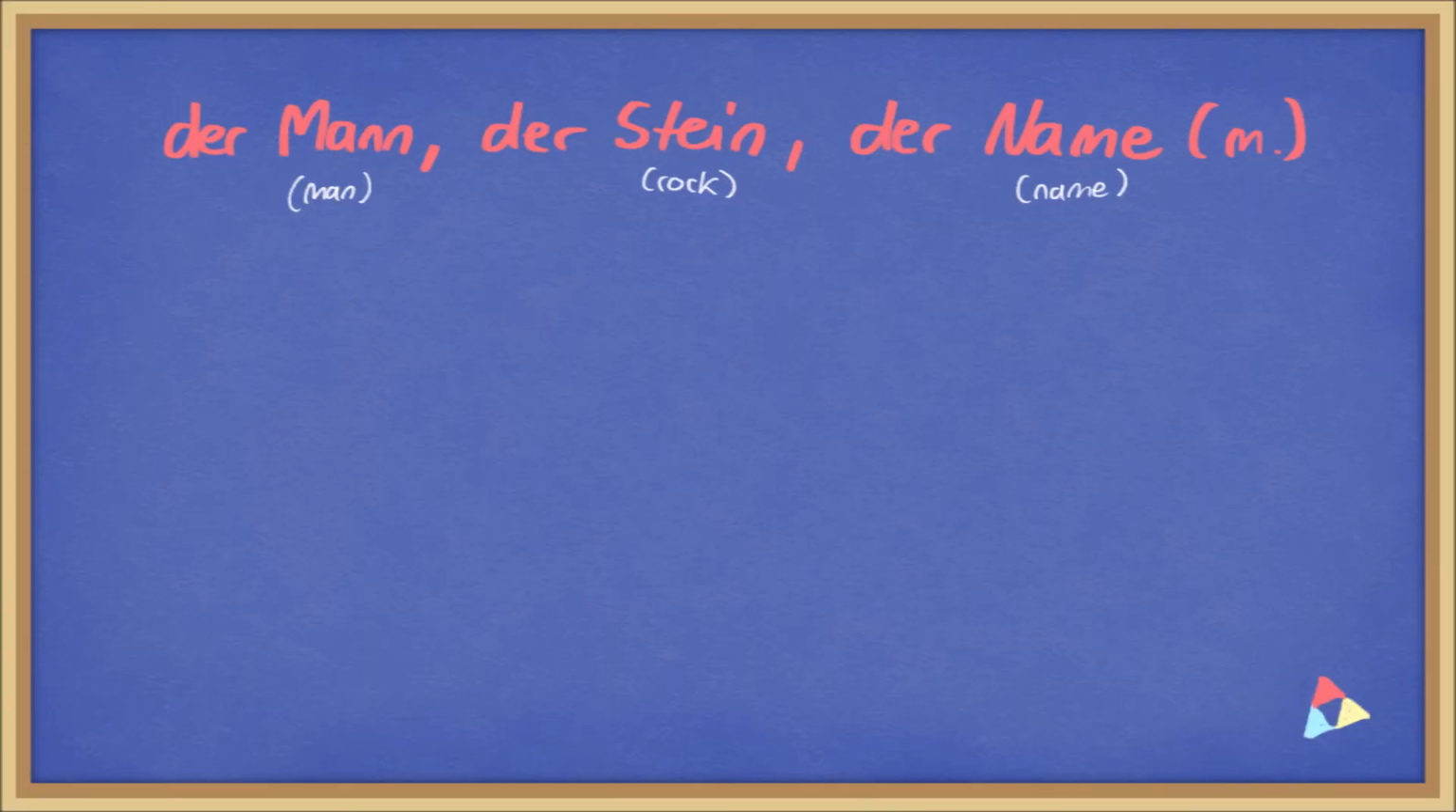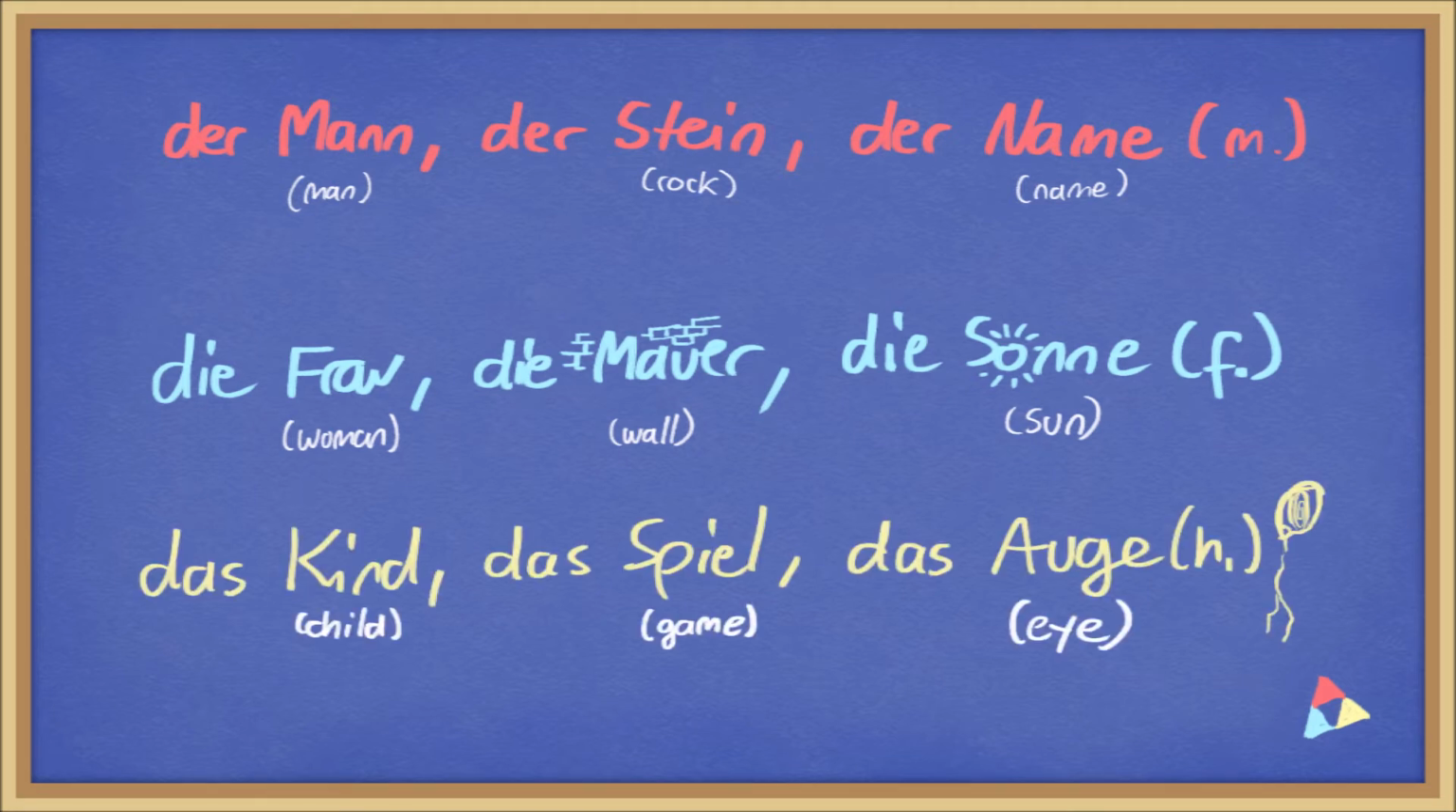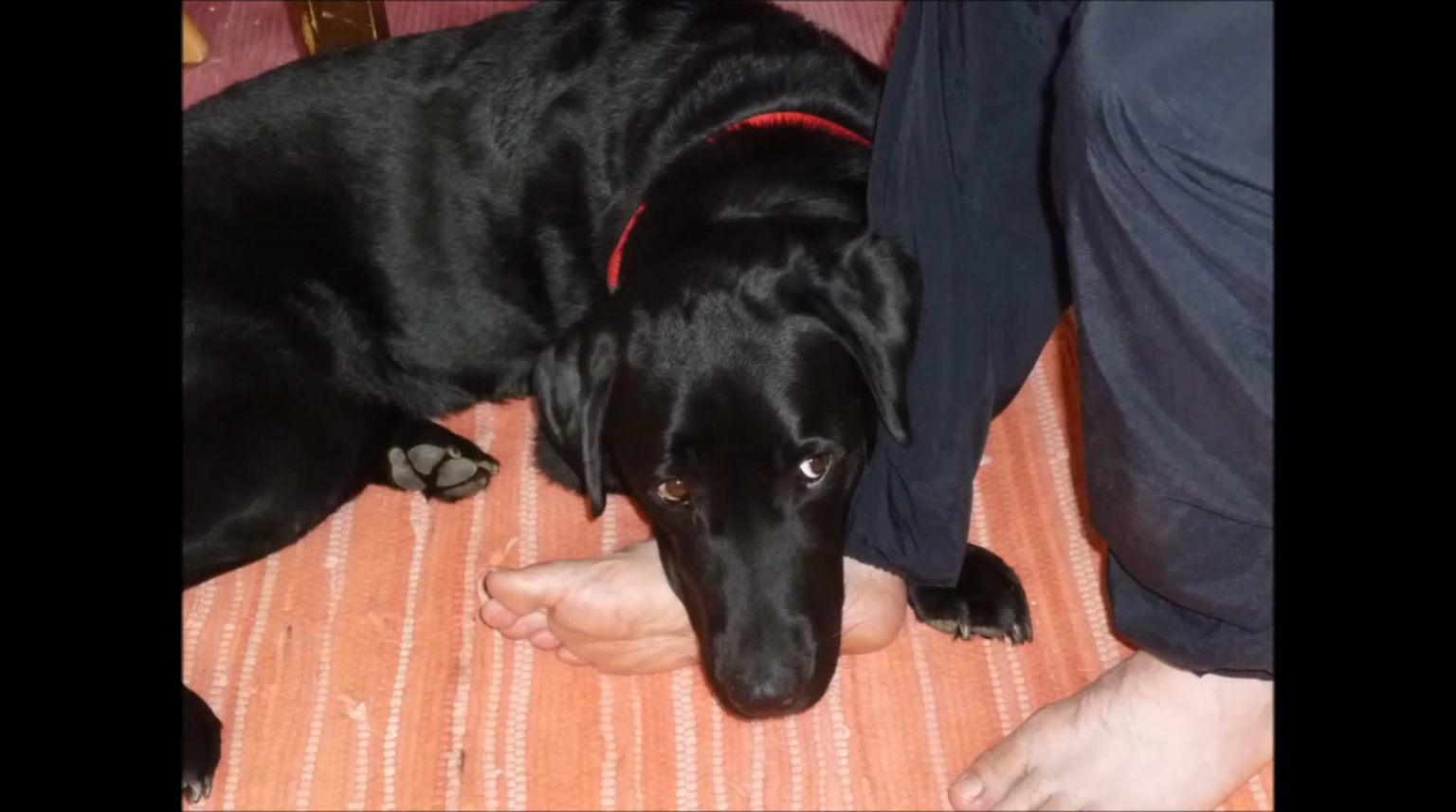Der Mann, der Stein, and der Name are masculine words. Die Frau, die Mauer, und die Sonne are all feminine, and das Kind, das Spiel, and das Auge are neutral ones. Still with me? Okay, have a picture of my dog for motivation.